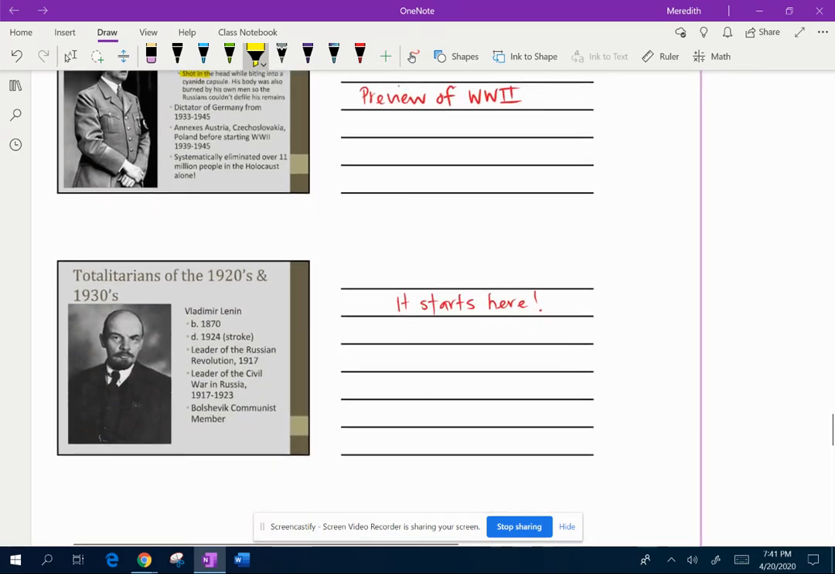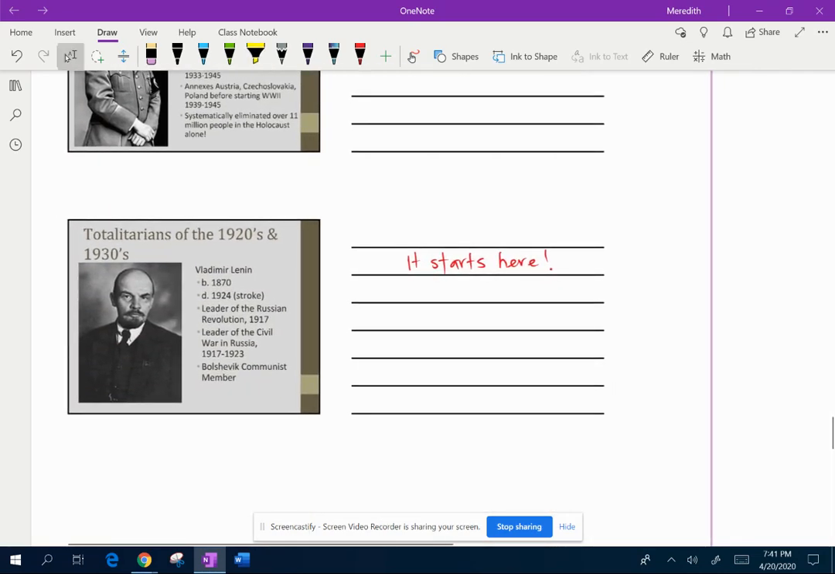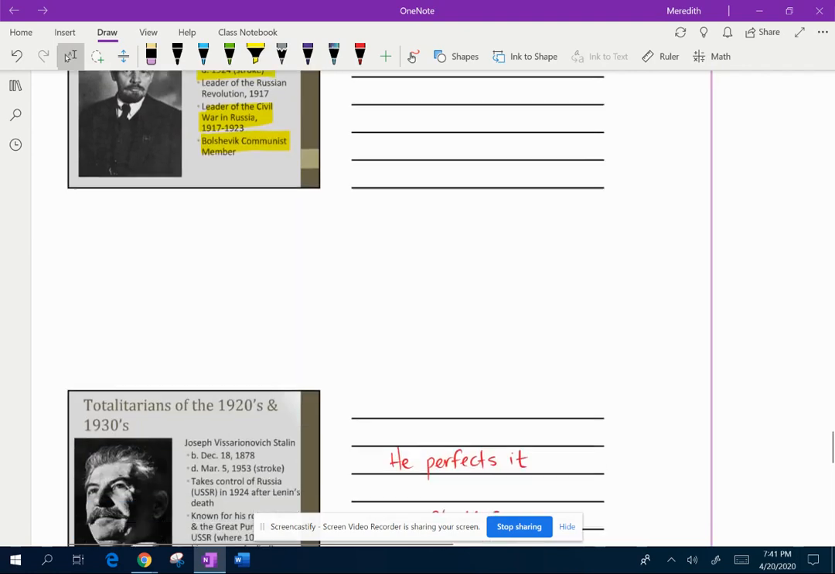So the next one that we talked about last week was Vladimir Lenin. We know that he overthrew Nicholas II, the Tsar of Russia, in 1917, or he actually overthrew Alexander Kerensky, leader of the provisional government, in 1917, and then went on to fight the Russian Civil War until he could take power for himself as the Bolshevik communist leader of Russia. And this is where totalitarianism really gets its start. And then he dies. So sad.